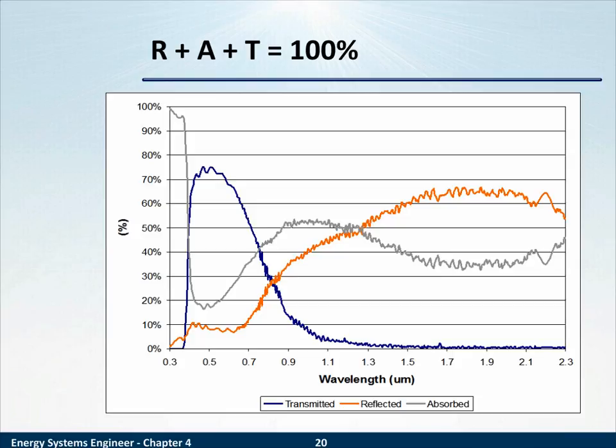Let's look at the visible. In the visible, we have 70-some% transmission. So in the visible transmission, if you look through this glass, it looks very clear. What about the visible reflection? The reflection is something under 10%, visible being from 0.4 to 0.7 microns, 400 to 700 nanometers.